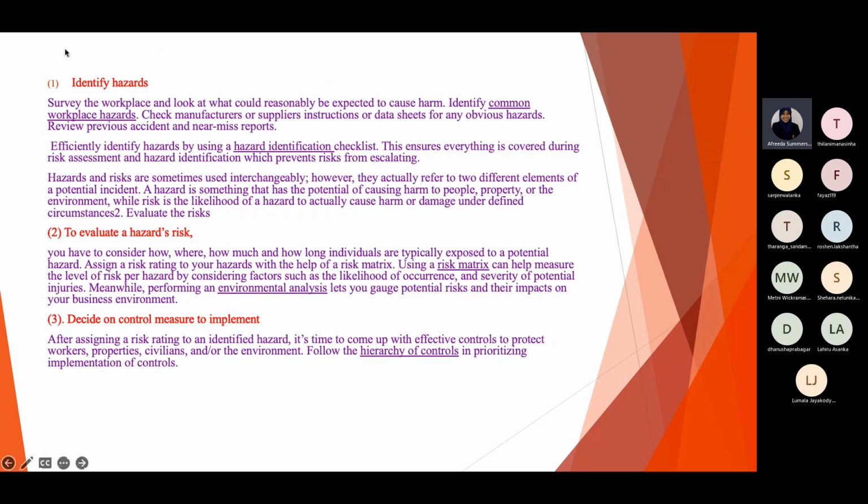So again, it's the same thing: identifying the hazard, evaluating the hazard and risk, and deciding on control measures to implement. This is the most important thing, number 3. Once you identify and once you evaluate, there's no point identifying and evaluating if you don't bring in control measures, right?